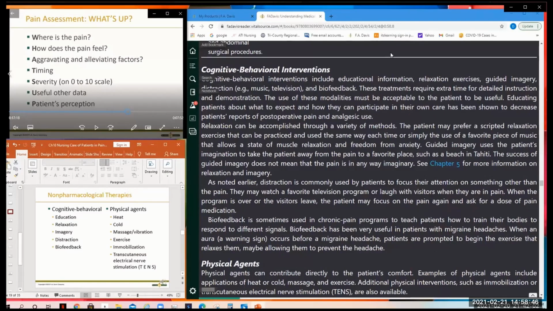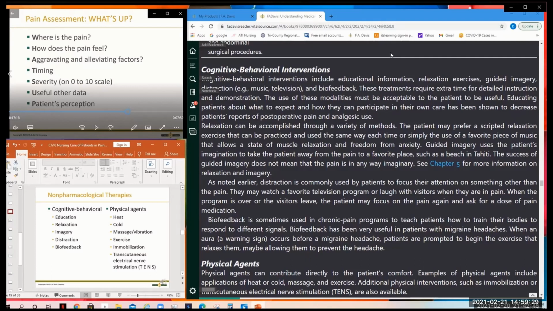Educating patients about what to expect and how they can participate in their own care has been shown to decrease patients' reports of postoperative pain and analgesic use. Relaxation can be accomplished through a variety of methods. The patient may prefer a scripted relaxation exercise that can be practiced and used the same way each time, or simply the use of a favorite piece of music that allows a state of muscle relaxation and freedom from anxiety.